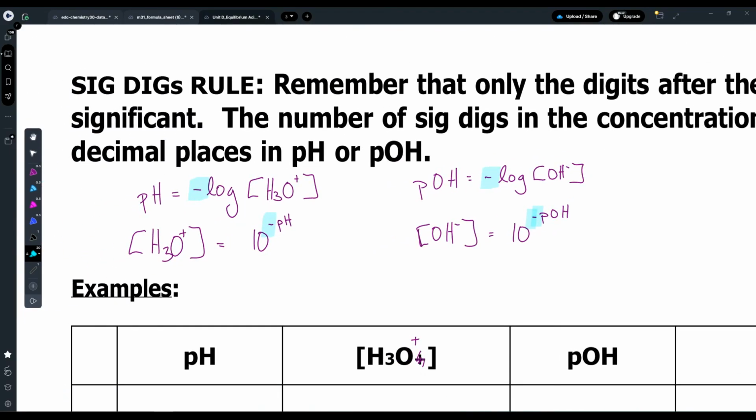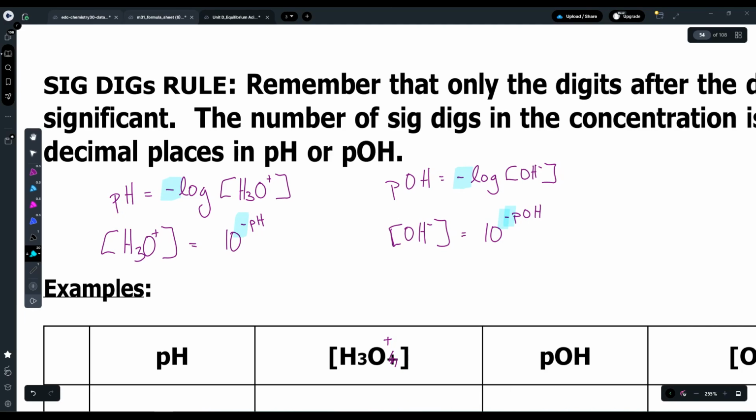Okay, so concentration of hydronium helps you to find pH and vice versa. So pH helps you to find the concentration of hydronium ions, whereas for pOH you need to use the concentration of hydroxide ions, and vice versa. To find the concentration of hydroxide ions, you need to have the pOH value.